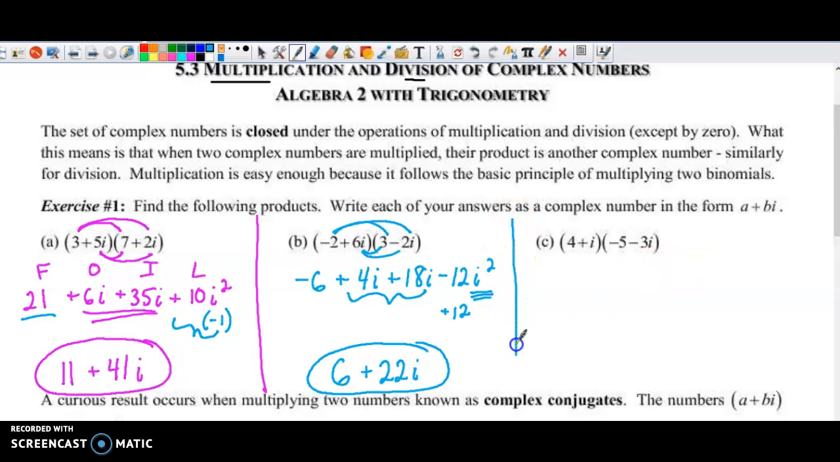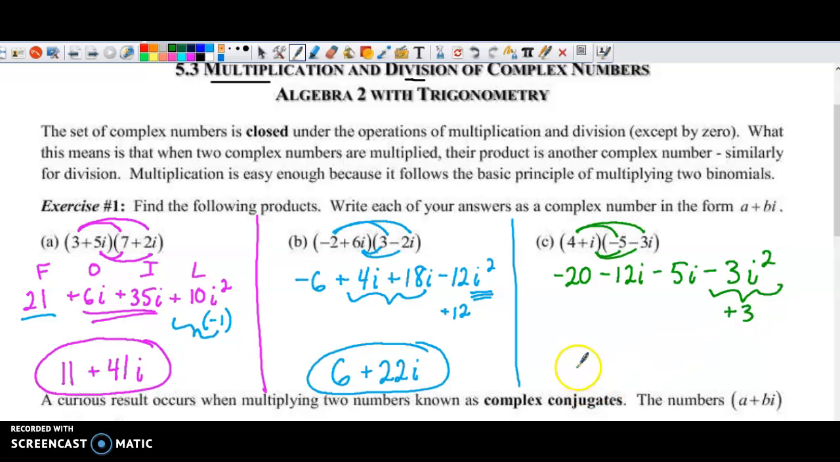And then just one more in this, and again it's just FOILing, and so you get -20 minus 12i, and again I might make a mistake, so feel free to call me out on it. Positive times a negative is negative. i times i is i squared, but remember i squared is -1, so that's going to do -3 times -1, which makes it plus 3. When I combine with the -20 in front, it gives me -17, and then minus 17i.